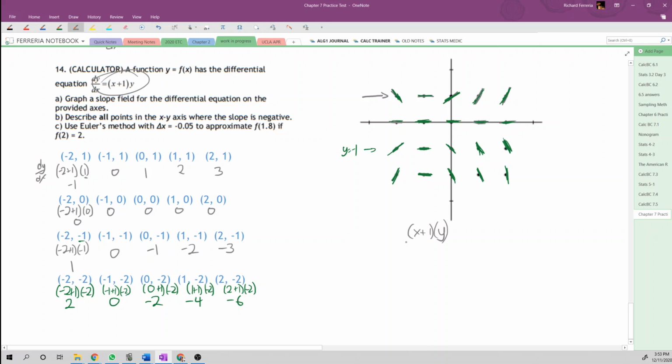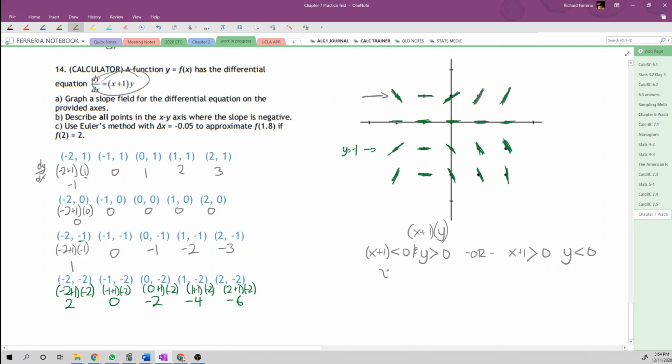So there are two ways of doing this. The first way is if x + 1 is negative and y is positive. The second number is positive. And the other way of doing this is if x + 1 happens to be positive and the second factor, y, is negative.